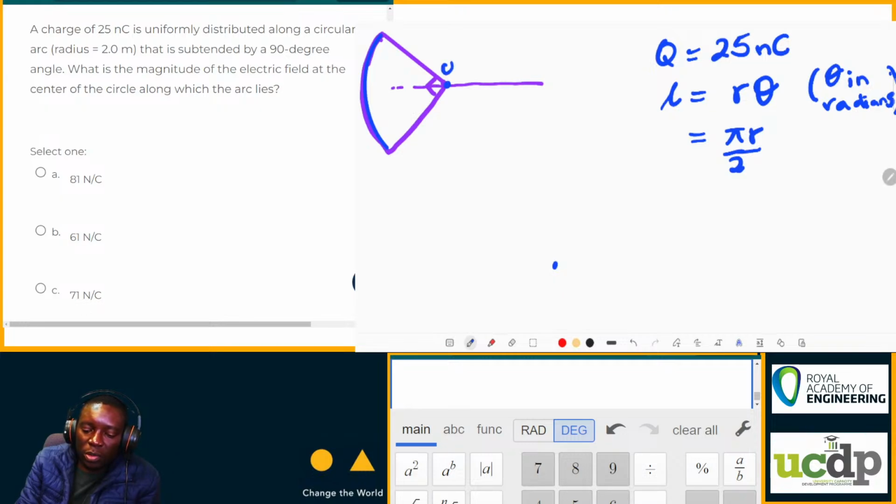So the center is point O, and in which direction is the electric field at that point? In which direction is the electric field at that point? It doesn't matter whether the charge on the distribution is positive or negative. There's an axis upon which this electric field would lie. What do you think that is? Anyone?